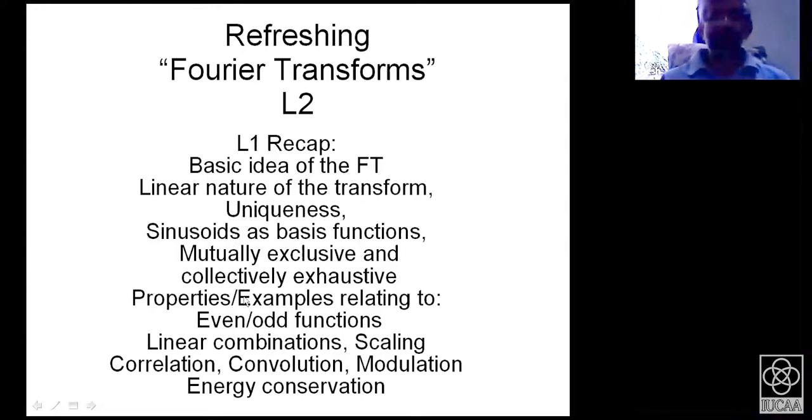And we looked at several properties and saw examples relating to how the transforms turn out to be specific ones in the case of odd and even functions, how the linear combinations translate through the Fourier transform, how the scaling translates. We looked at some of the operations on the functions and how they translate into the Fourier domain, namely the correlation, convolution, modulation. And we also appreciated the Rayleigh theorem, also known as Parseval's theorem in the discrete domain, where the statement of energy conservation is stressed.